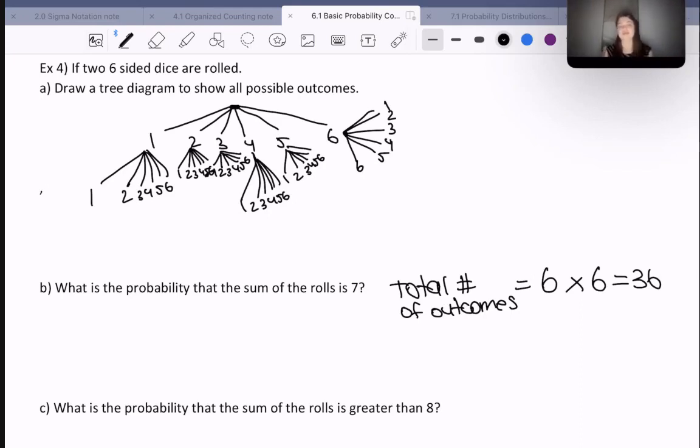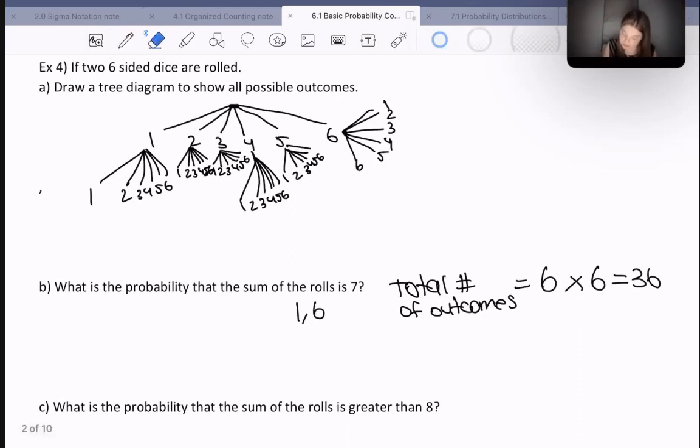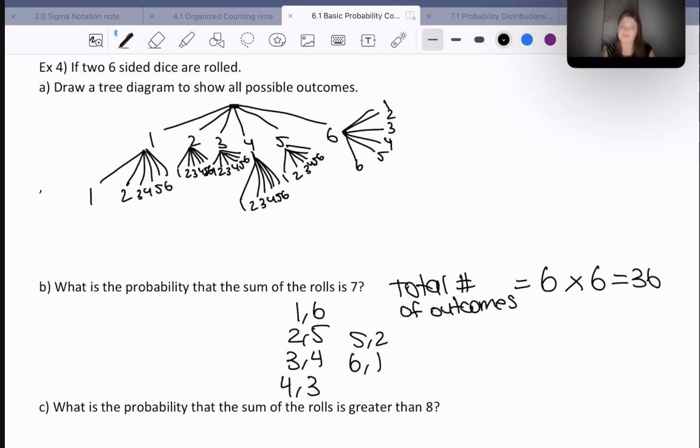So if we take the two numbers and we add them up, we get 7. Well, let's count that. Either we could have a 1 and a 6, and that would make 7, or we could have a 2 and a 5, that would make 7. Or we could have a 3 and a 4, or a 4 and then a 3, or a 5 and then a 2, or a 6 and a 1, and that would make 7. So all of these would make a 7.